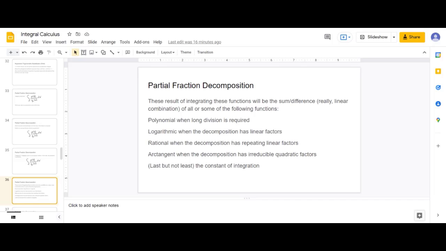So the result of these types of integrals will be the sum or difference, really a linear combination, of all or some of the following functions. You don't need to know what a linear combination is, and you'll find that out if you take linear algebra. But for these integrals, the answer will always be a sum or a difference, up to multiples, of a polynomial. And this is only when long division is required. It will usually have a logarithmic expression in it when it has linear factors. If it has any linear factors in the denominator, then you'll have a logarithm pop out. It'll have a rational expression if it has repeated linears. And then it'll have arctangent when it has irreducible quadratic factors in the denominator. And then always, we have the constant of integration.